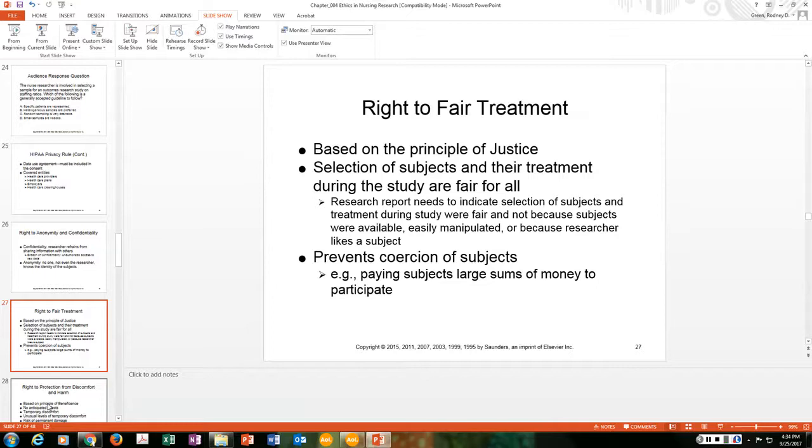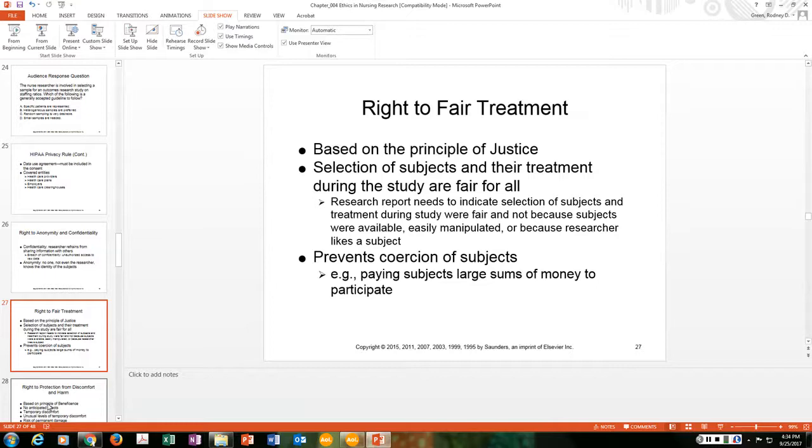The right to fair treatment. Fair treatment is based on the principle of justice. Selection of subjects and their treatment during the study are fair for all. This is an important point. When you are reading a study, and in this course you will be critiquing studies, reading the actual article, the research report needs to indicate the selection of the subjects, how this was done, and their treatment during the study, that both of these were fair, and not because subjects were easily available, easily manipulated, or because the researcher likes the subject and wanted them in the study.